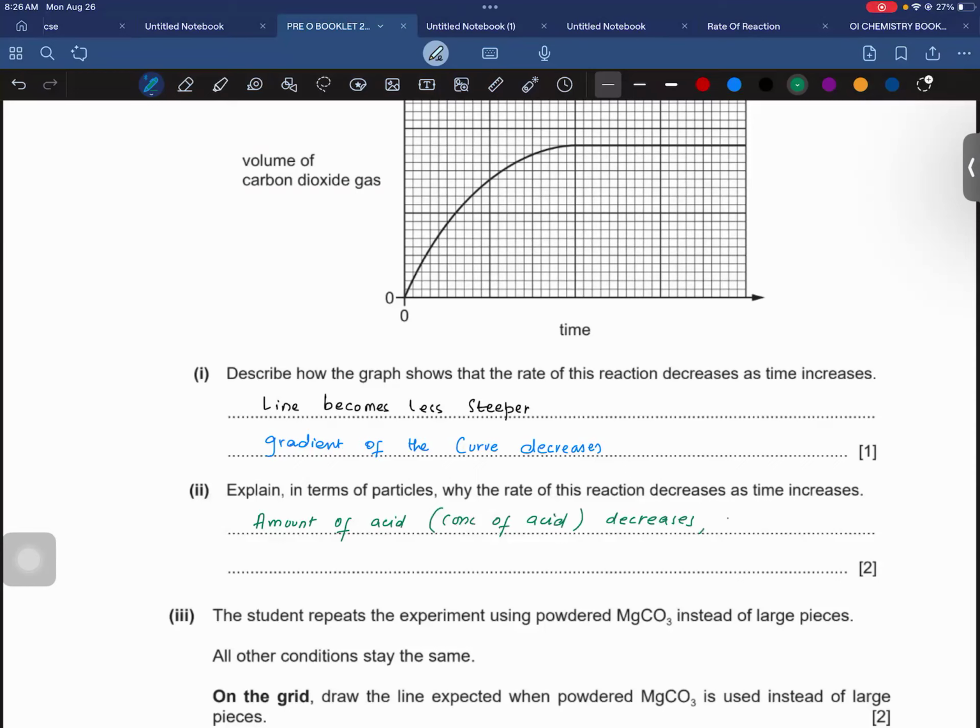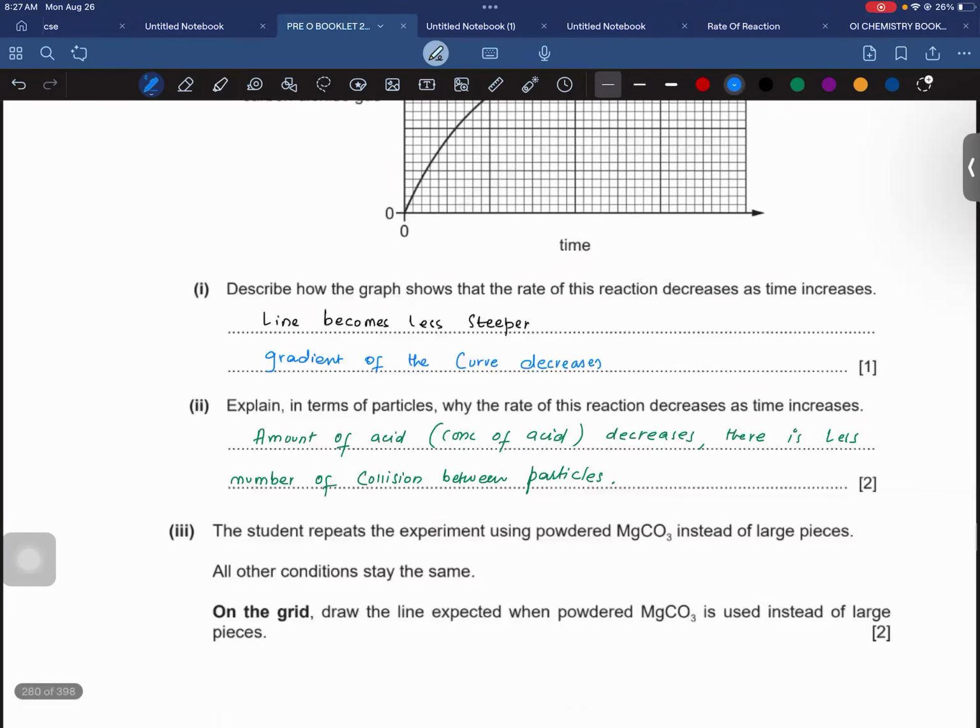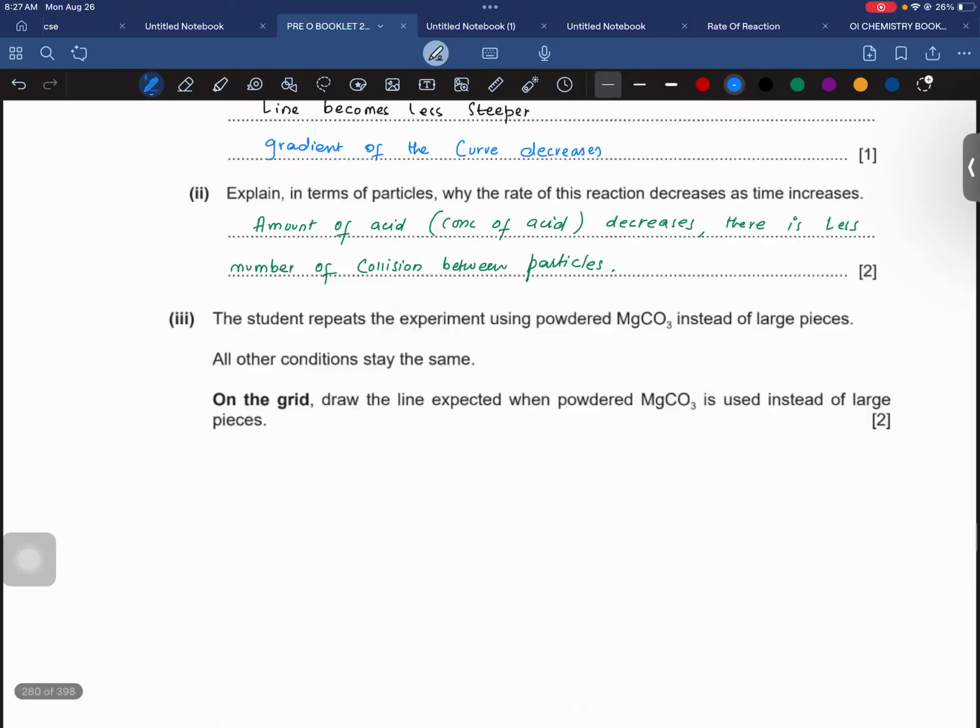Due to this, there is a smaller number of collisions between the particles. This is the reason the rate of reaction is going to decrease. That's very easy. Okay. Now tell me this.